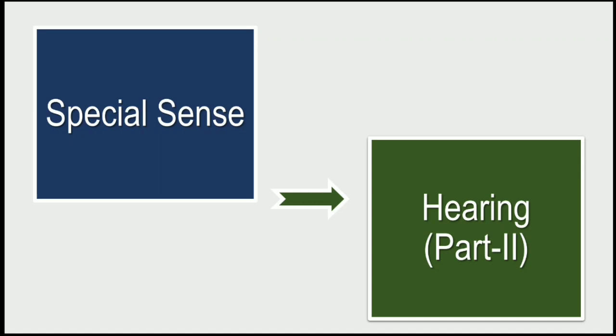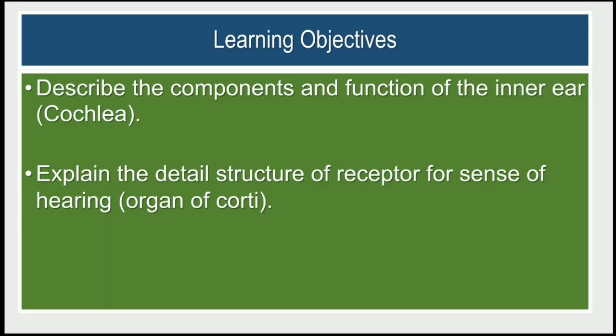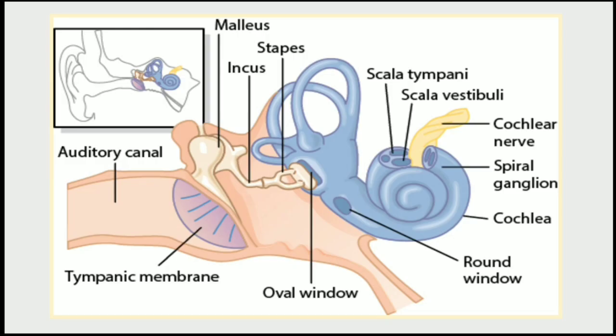First of all, our learning objectives in this lecture. Number 1, describe the components and functions of the inner ear, particularly the cochlea. Number 2, explain the detailed structure of the receptor for the sense of hearing, that is the organ of Corti. We will discuss the detailed structure of the organ of Corti in today's lecture. So let us begin.